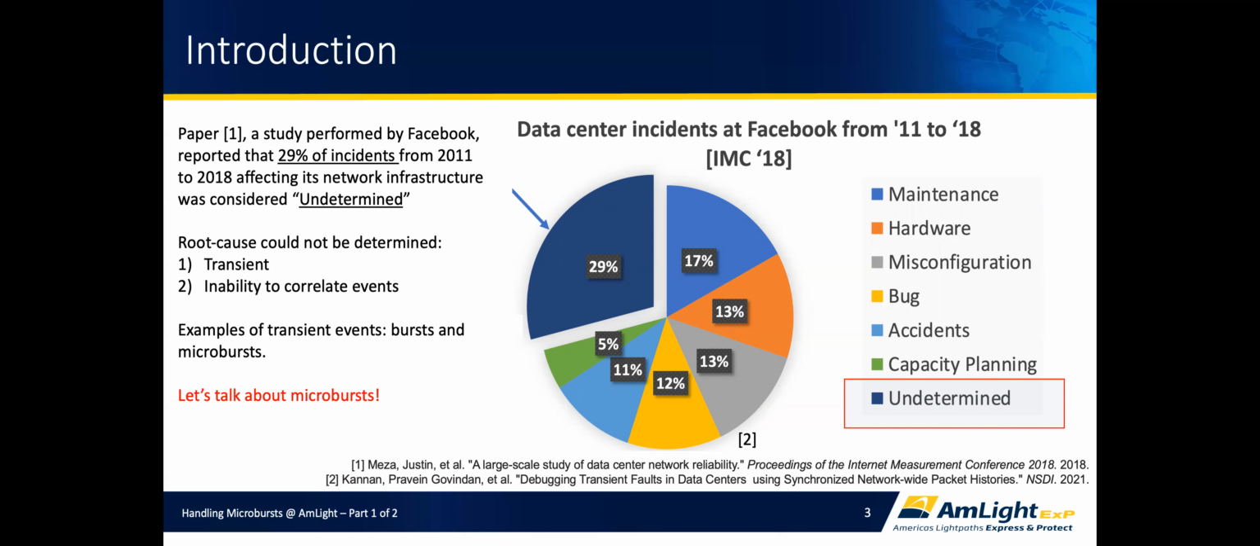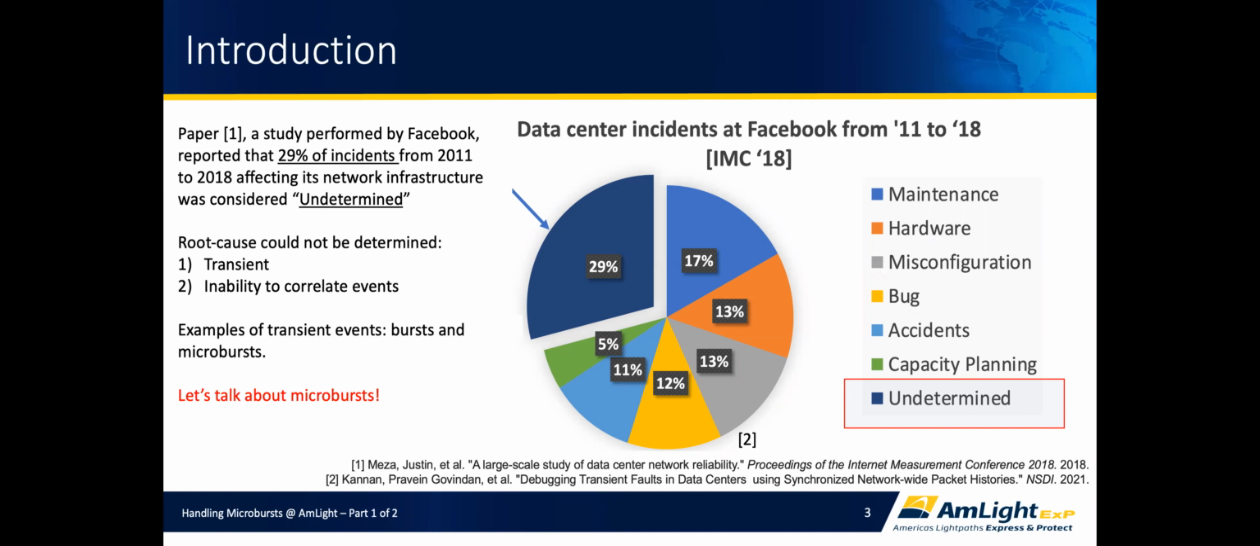And when they try to explain why they were not successful, they said that those were transient events, or they were too small, or they didn't have the tools or the technology to correlate events to determine what the problem was. Examples of transient events are bursts or microbursts. That's the reason we decided to talk about microbursts, but not to say that it's just academic networks that have this, or just data centers. All of us are impacted by microbursts. In fact, it was one of the reasons INT was invented, because of the stock market.